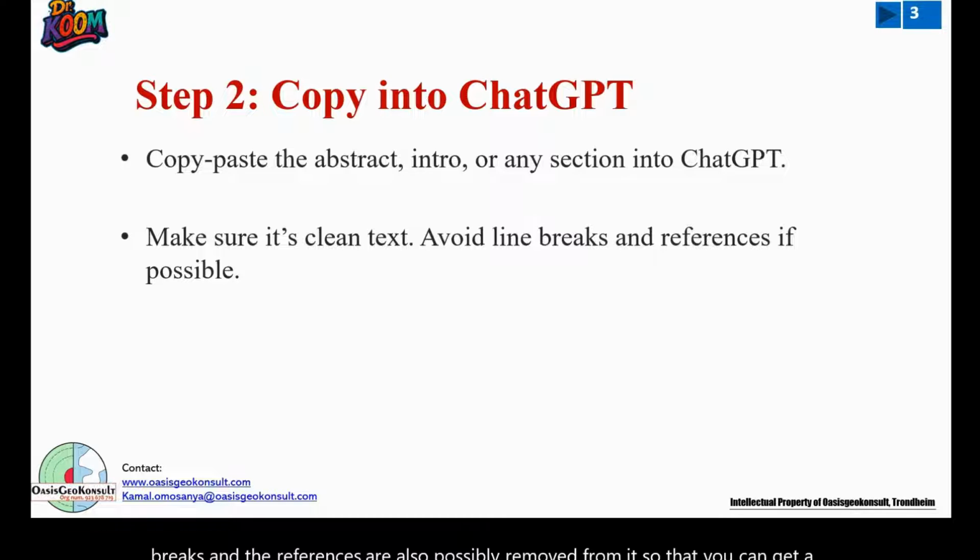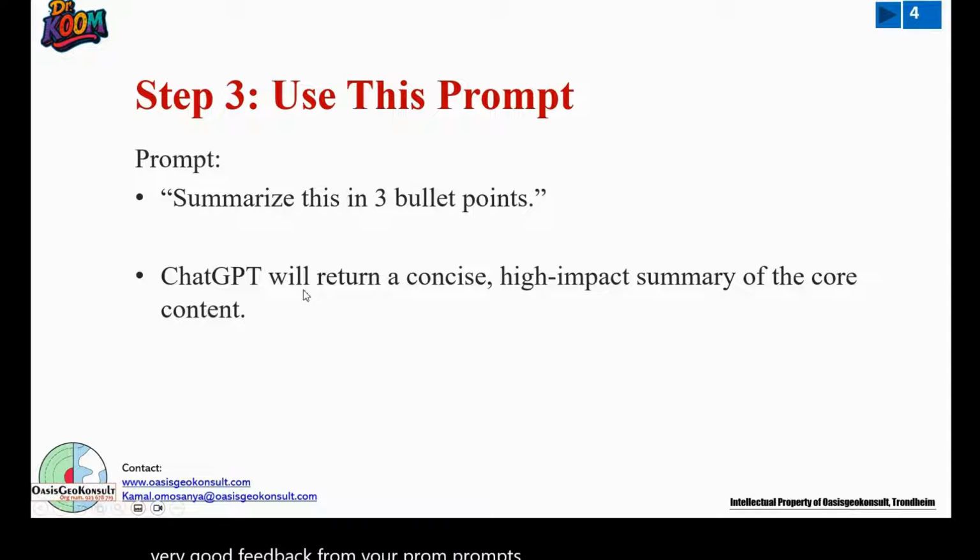And once you do that, I'd suggest you use a prompt like "summarize this in 3 bullet points," and with that, ChatGPT will return a very concise, high impact summary of the core content of the paper. And traditionally, I always recommend you use special characters like hashtag or asterisks and so on and so forth. And with these, it's going to be more focused on the kind of results that you get from ChatGPT.